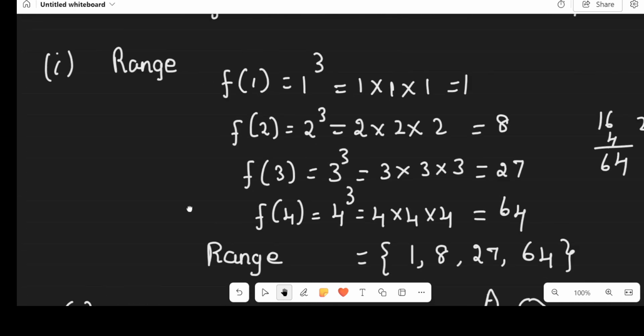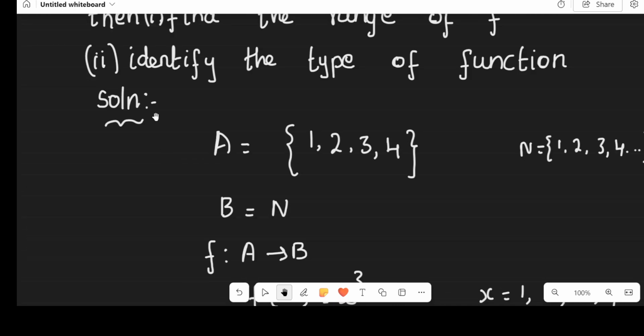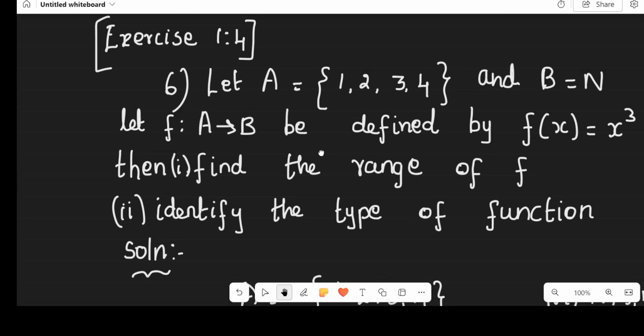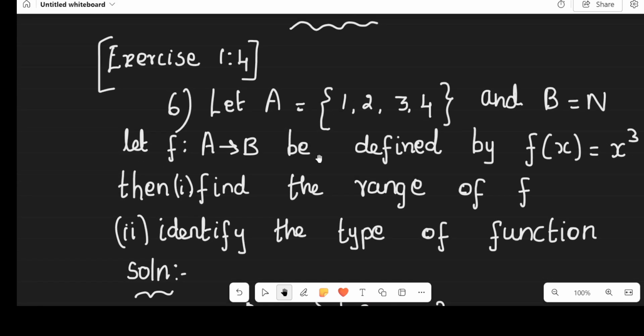We have found the answers. These are all about this problem number 6.